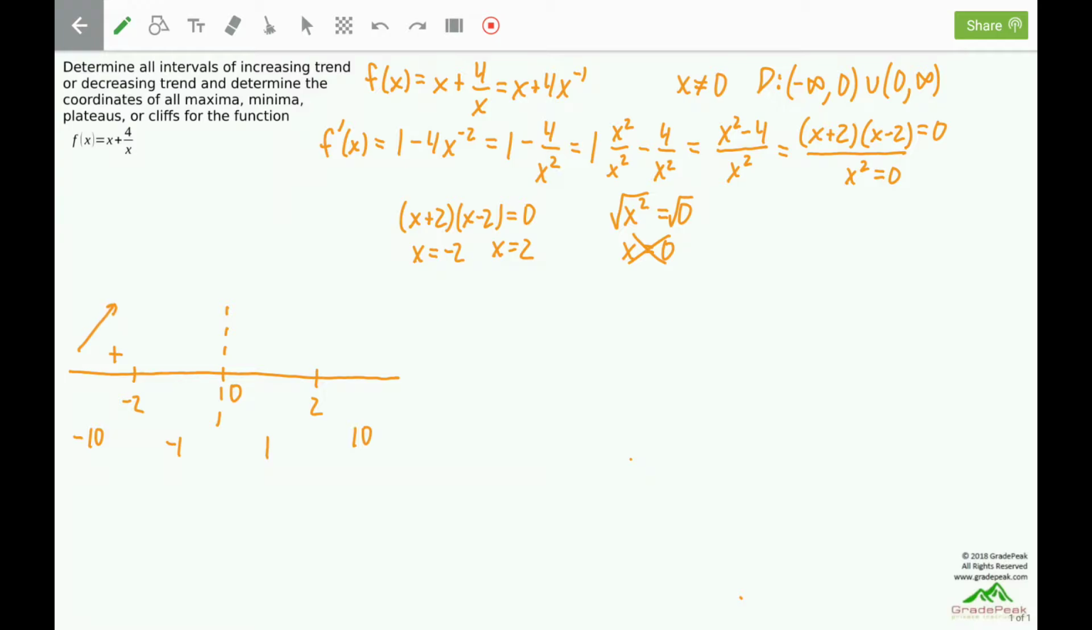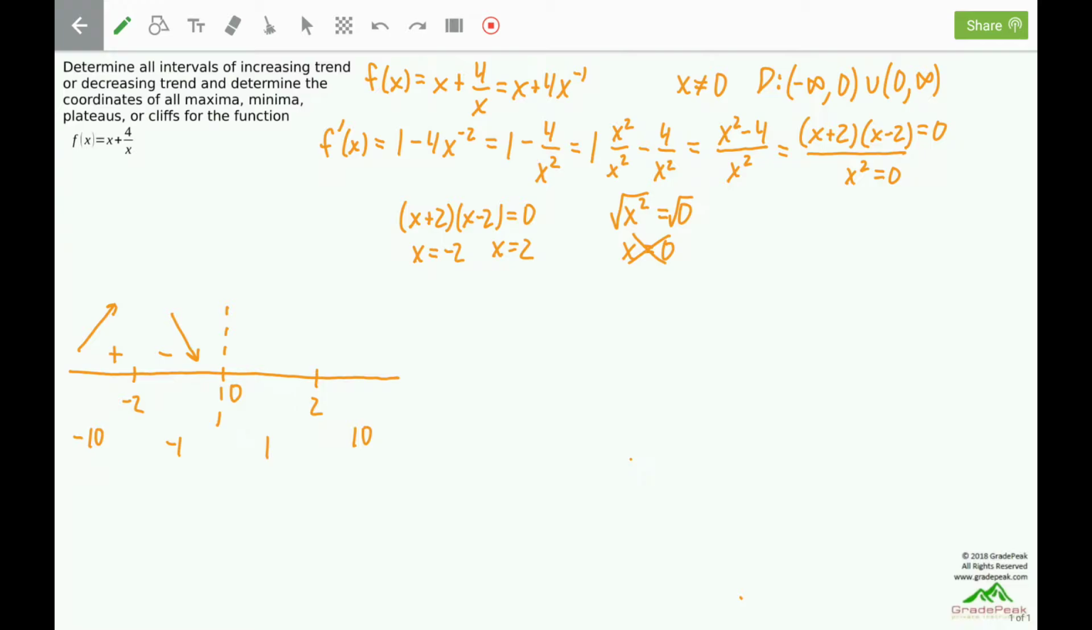Now we can plug a negative 1 in to the factored version. The denominator is going to be positive again. Negative 1 plus 2 is positive. Negative 1 minus 2 is negative. And a positive times a negative is a negative. We have a negative first derivative, which corresponds to a decreasing trend.